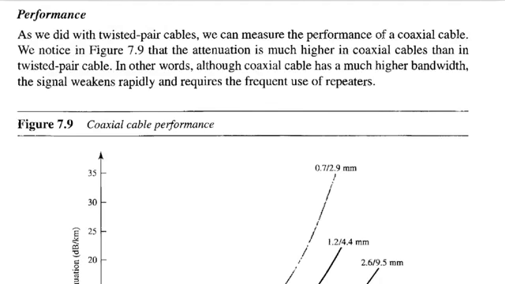Performance. As we did with twisted pair cables, we can measure the performance of a coaxial cable. We notice in figure 7.9 that the attenuation is much higher in coaxial cables than in twisted pair cables. In other words, although coaxial cable has a much higher bandwidth, the signal weakens rapidly and requires the frequent use of repeaters. Coaxial cable performance.